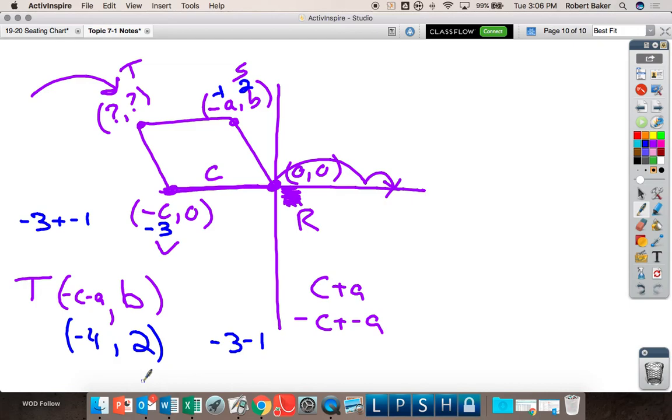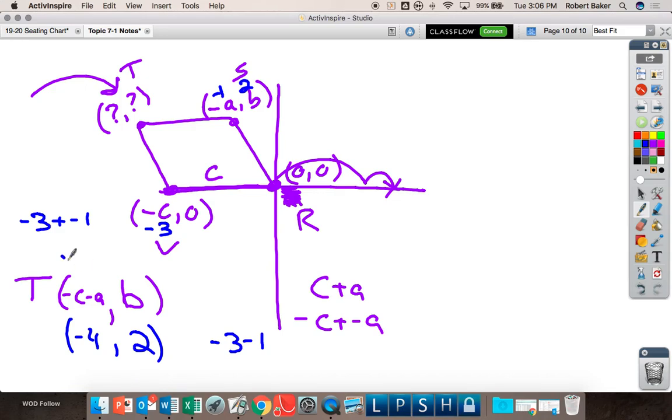So once you have that information, could you determine if it is a parallelogram? Yes. Find the slope between negative C minus A, comma B, and negative A, comma B. What is the slope of that line? Look at it, it's a flat line. What's the slope? 0. But can you calculate that with the coordinates?